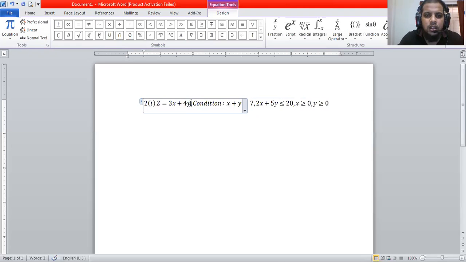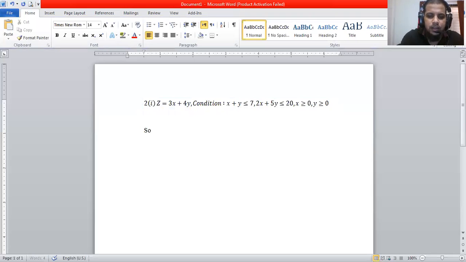We will use this function later. At first we have to use the conditions to solve the problem. The solution is like this. At first, you have to go through the conditions. It is x plus y. It is an inequality, but for drawing the graph, we have to consider it as equal. So x plus y is equal to 7.